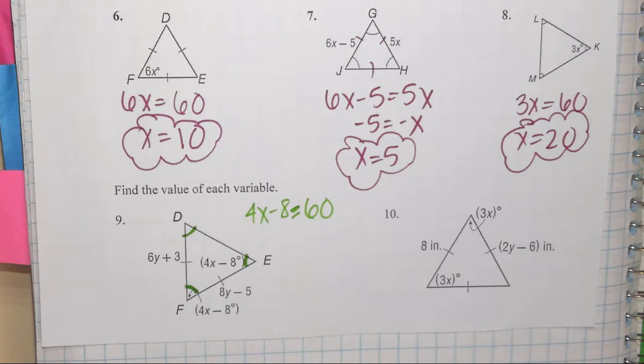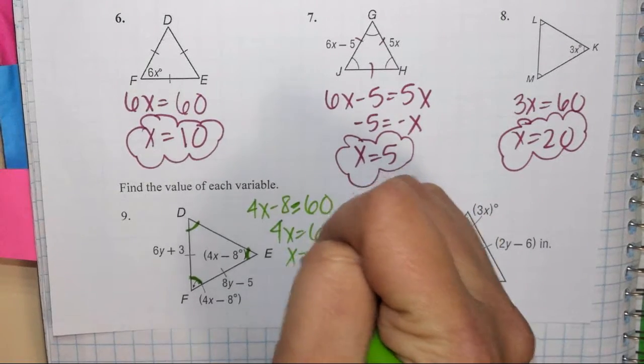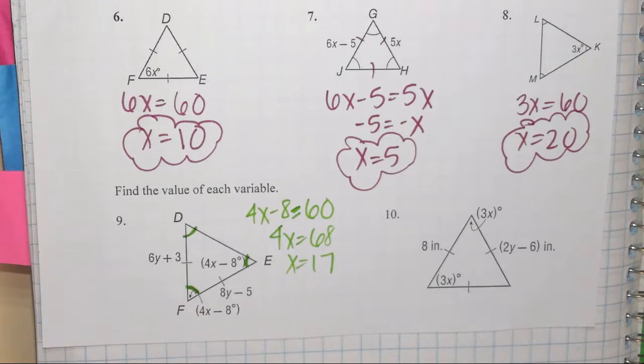When are you not? I'm so sorry, Blake. I'm so sorry. I got 17. All right. So we got 4x equals 68 and x equals 17. I got that right. Look at you go.